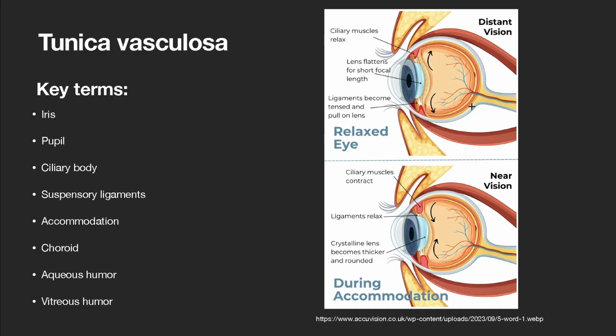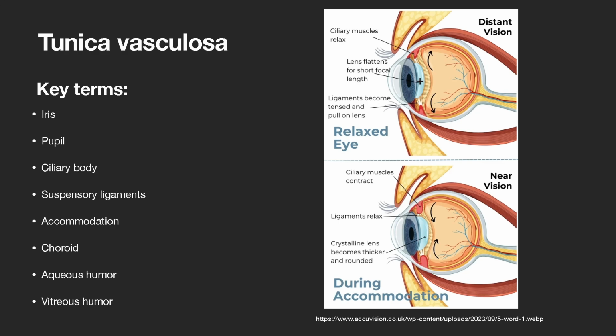Now, vice versa, if I'm looking at something very close, your ciliary muscles are going to relax. And when they relax, the ligaments are going to loosen. And if they loosen, the lens isn't being pulled, so it takes its more natural, fatter shape, which has more refracting power because it needs it.